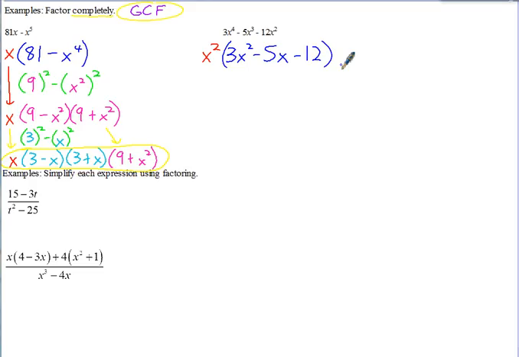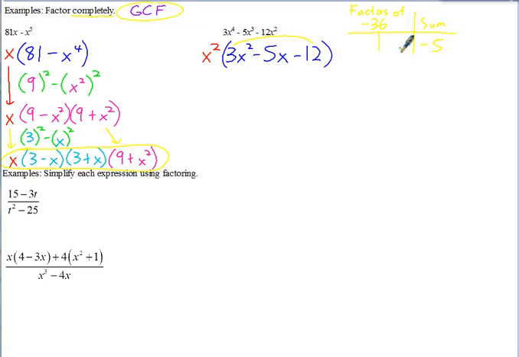Now we've got a trinomial left. Let's see if this factors any further or not. So to see if it does, when you have a trinomial, you multiply the coefficient of the first term times the coefficient of the last term. In this case, 3 times negative 12 gives you negative 36, and we want to find factors of negative 36 whose sum is the coefficient of the middle term, negative 5. Let's see if anything works or not.